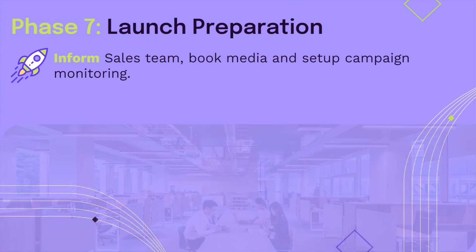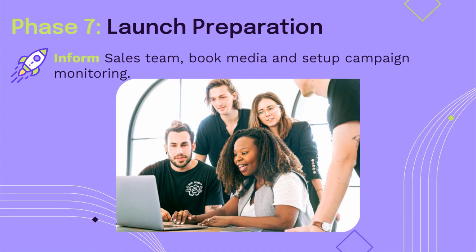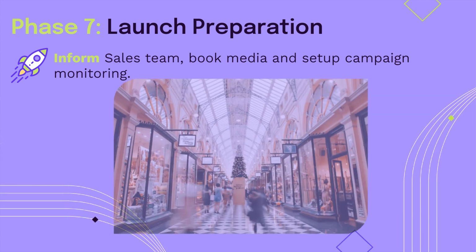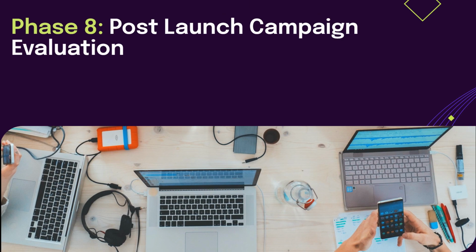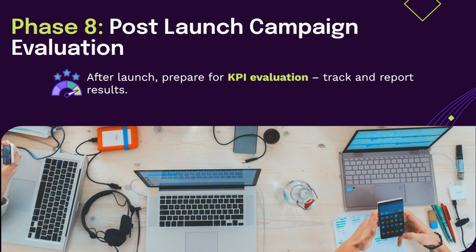In this phase, all internal stakeholders, especially the sales org, are informed about the campaign. In the cases where your products are being sold by retailers, they will need to be informed about the campaign at this time as well. Additionally, it is now time to book the media and set up the metrics and parameters that will be used for the campaign monitoring. The final phase of campaign planning is post-launch campaign evaluation.